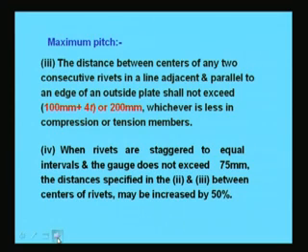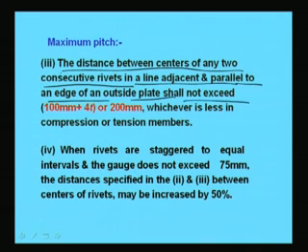Another criteria has been given that the distance between centers of any two consecutive rivets in a line adjacent and parallel to an edge of an outside plate shall not exceed 100 mm plus 4 T or 200 mm, whichever is less, in compression or in tension members. So, this also should not exceed 100 mm plus 4 T or 200 mm, whichever is less.